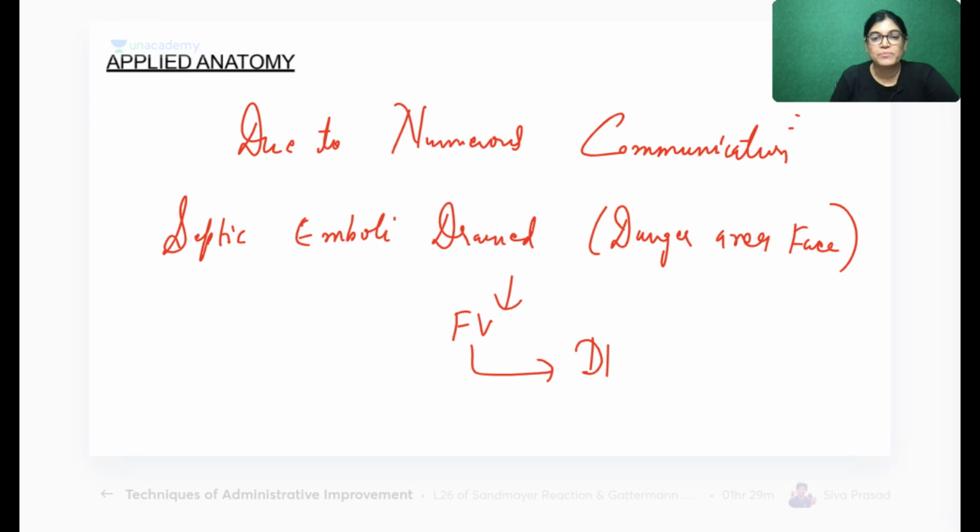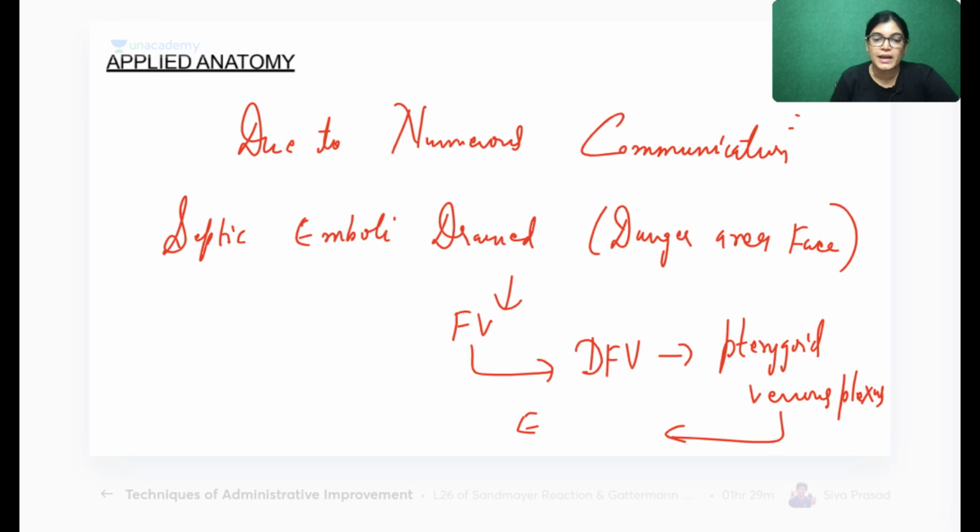Then it is drained to the deep facial vein. From the deep facial vein, it goes to the pterygoid venous plexus. And my dear aspirants, from the pterygoid venous plexus, where did it go? It goes to the emissary vein, and through the emissary vein, it is drained into the cavernous sinus.